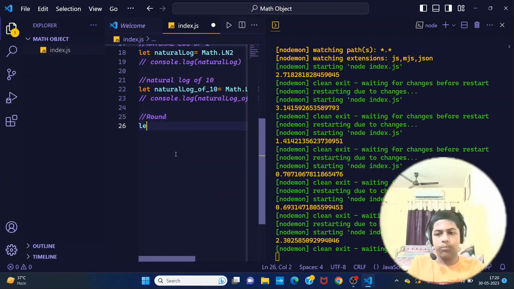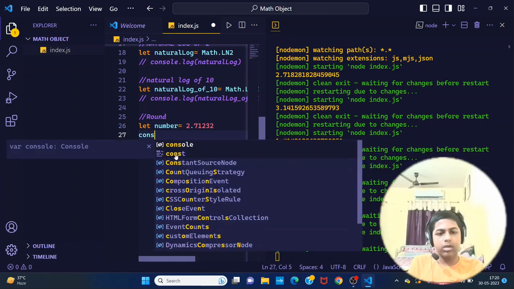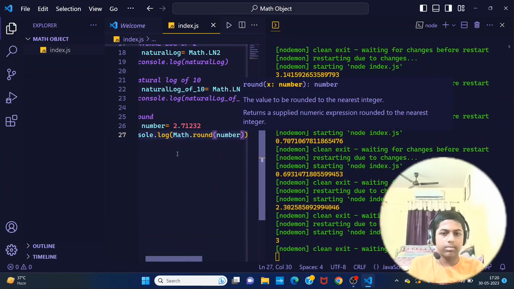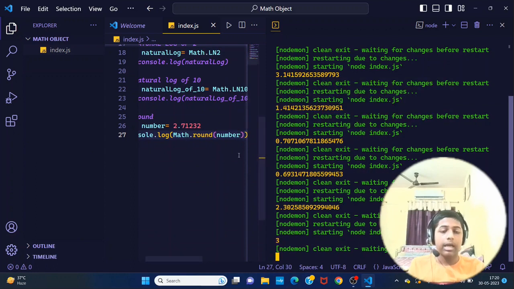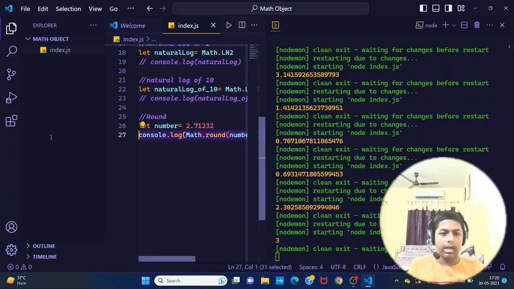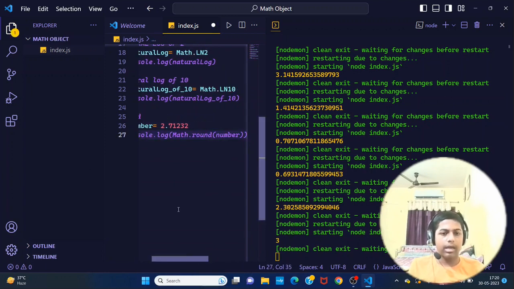Okay, let's take one number. Let's say number is equal to 2.671. Let's say console.log and Math.round(number). We get 3, because when you round it off to the nearest tenth place you get 2.7, and 7 is greater than 5, so it gives 3 as the round off. Okay, let's just comment it out.